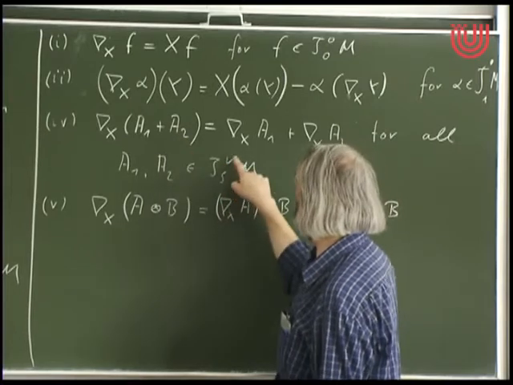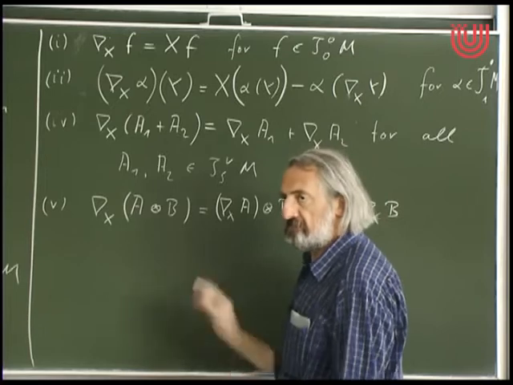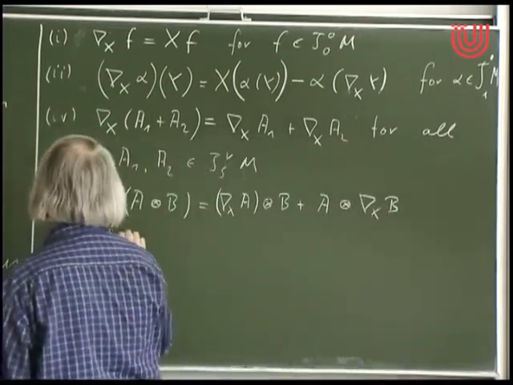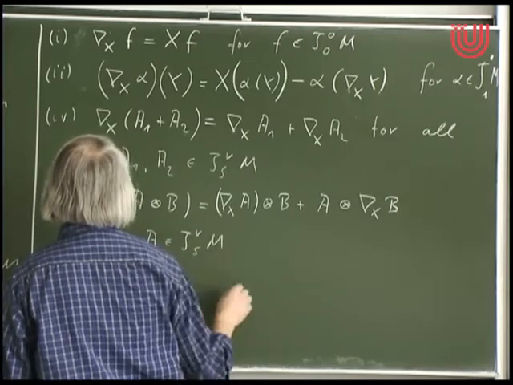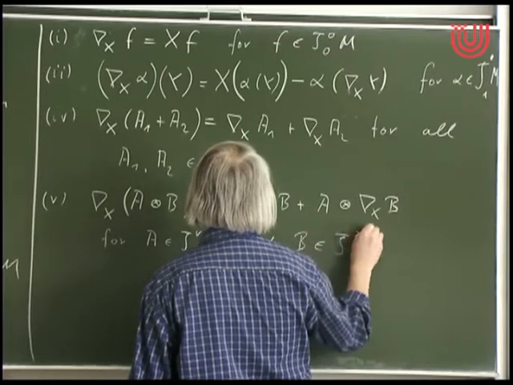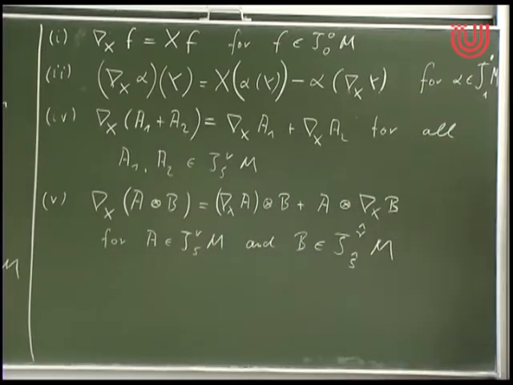Yeah, so both must have the same rank. But I can multiply them in the sense of tensor product for any rank. So here I require that this holds for A from some T^r_s M, and B may have an arbitrary other rank T^r̂_ŝ M.